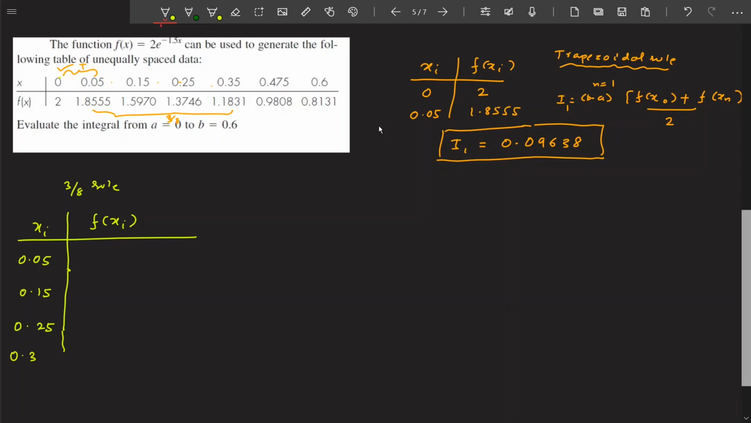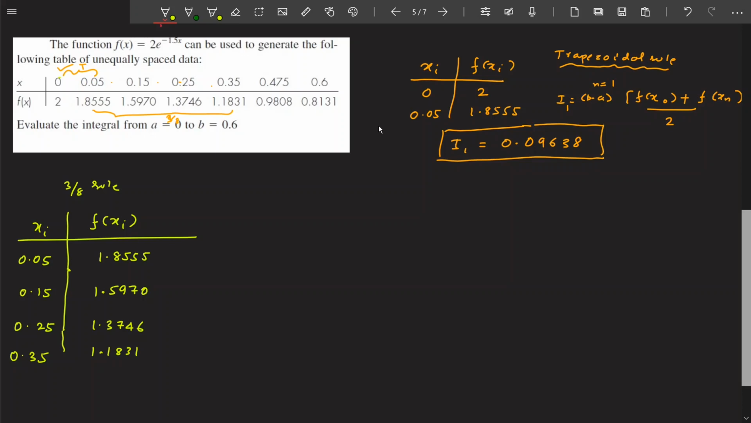And this is going to be 0.35. This is going to be 1.8555. This is going to be 1.5970. This is going to be 1.3746, and this I think is 1.183. Be careful while copying down the values.